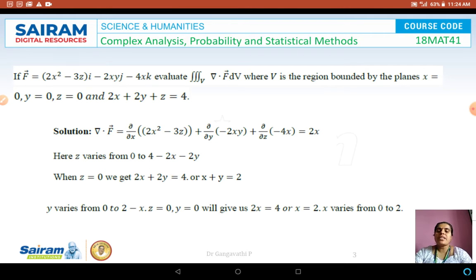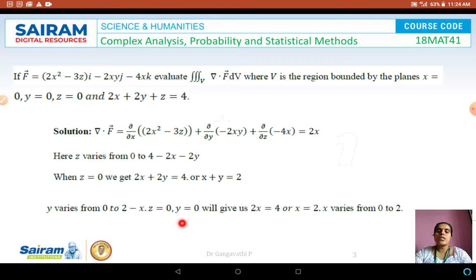Similarly, when we substitute z equal to 0 in this equation, we get 2x plus 2y equal to 4. In other words, we can write it as x plus y equal to 2. From this we are supposed to get the limits for x as well as y. So let us take y varies from 0 to 2 minus x. Here y equal to 0 has been given to us, and from this equation we have y equal to 2 minus x. Therefore y varies from 0 to 2 minus x.